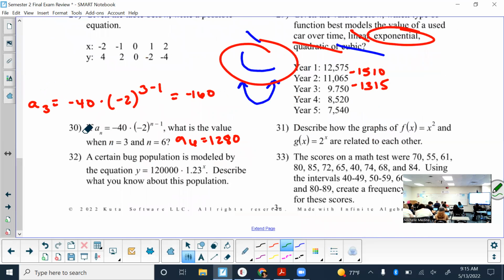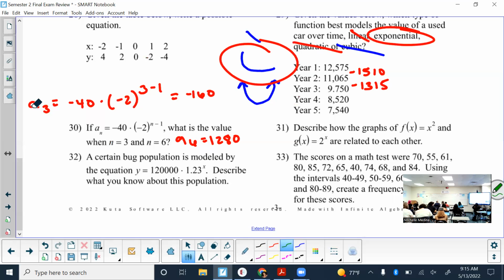So this one, a sub n equals -40 times -2 to the n minus 1. What's the value when n equals 3 and when n equals 6? So what do you think you're going to do with these numbers? Plug them in. So that's exactly what we did with the 3.